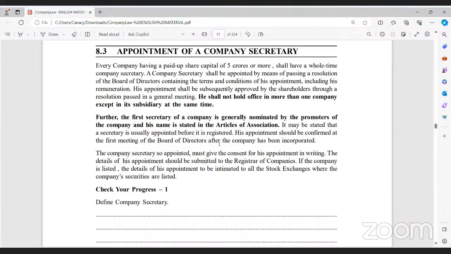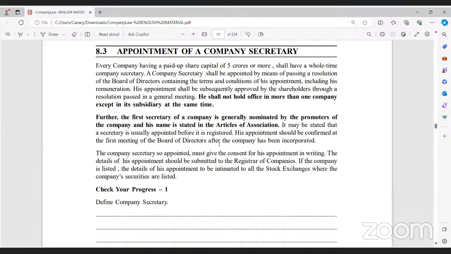So please note down these short answers. Keep the paper and note down or underline if you have the material. A company with a paid up capital above 5 crores must appoint a full-time company secretary, and he will be appointed by means of a special resolution of the shareholders and board of directors. And then he shall not hold any other office. He should work exclusively for the company to which he has been appointed.